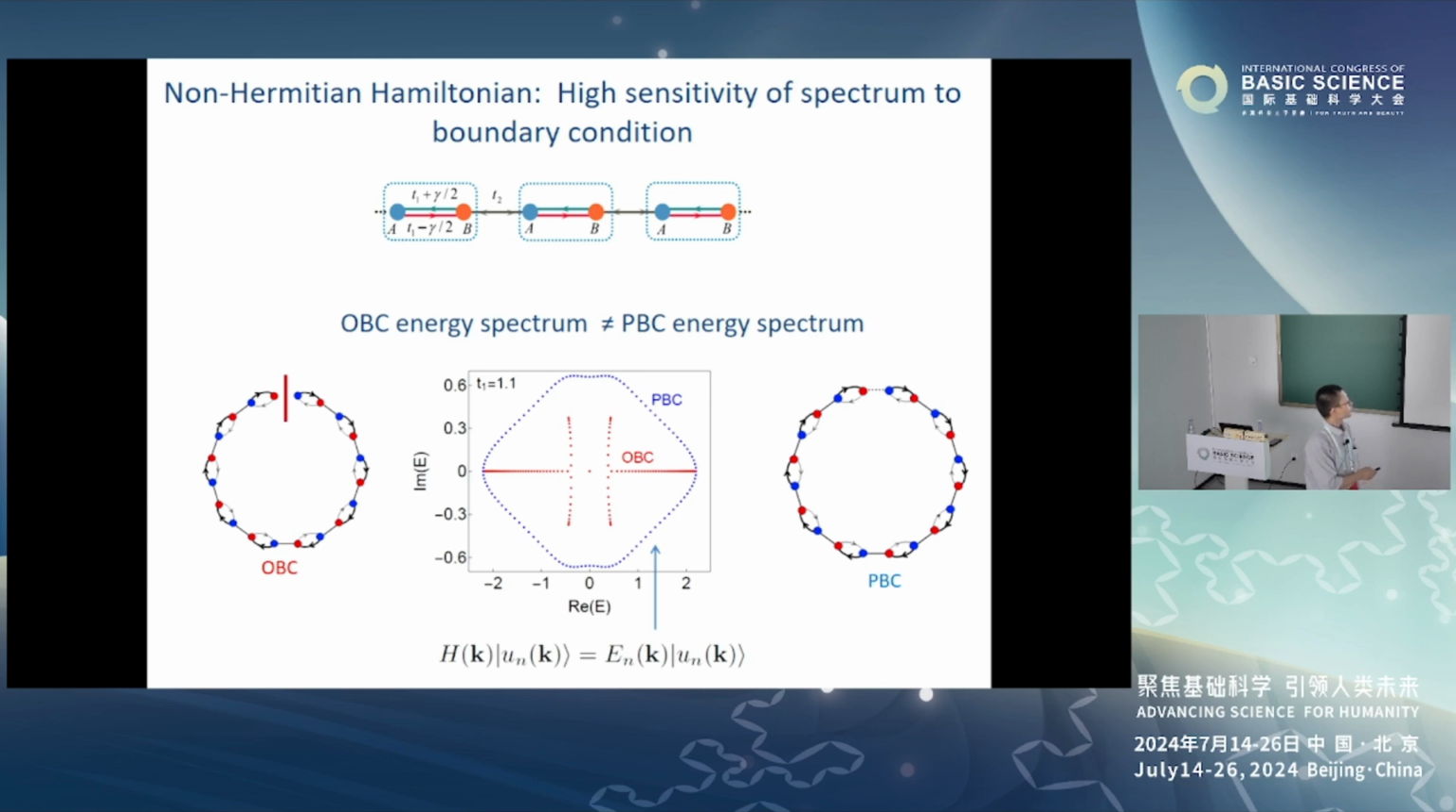In this case, this positive imaginary part means gain, so the wave function amplitude grows. This is indeed the case in some physical systems. For example, in some photonic open systems, the bosonic mode can gain energy from the environment, which means that the mode can grow.